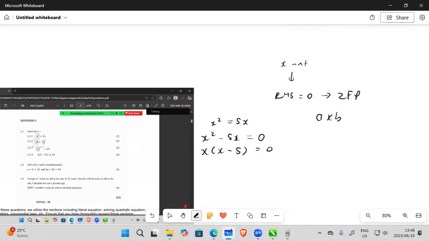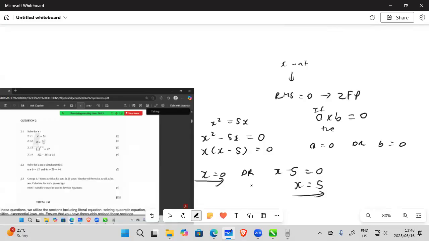If a multiplied by b is equal to 0, then a is equal to 0 or b is equal to 0. So this is a equal to 0, or this, the same as b, x minus 5 equal to 0. And so if we simplify, x is equal to 0 or x is equal to 5. So what I can say is that the x-intercepts of this parabola are x equal to 0 and x equal to 5.